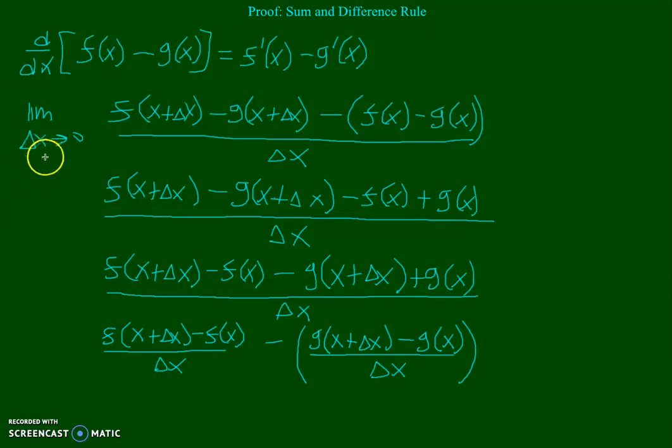and we carry this limit down to this point, and the limit as delta x approaches 0. This again is f prime of x, and this quantity is g prime of x. And there's the proof of the difference rule.